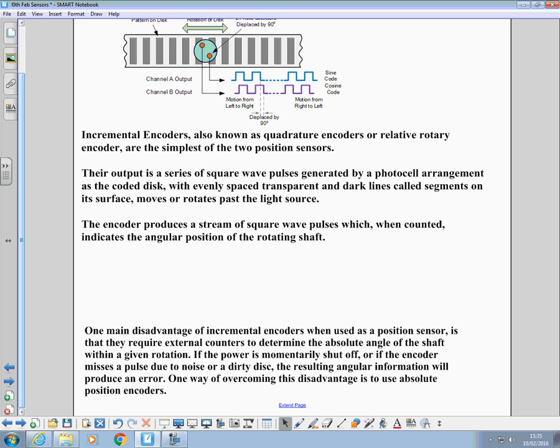One main disadvantage of incremental encoders when used as a position sensor is that they require external counters to determine the absolute angle of the shaft within a given rotation. If the power is momentarily turned off, or if the encoder misses a pulse due to noise or a dirty disk, the resultant angular information will produce an error. So if it loses the count, then it doesn't know where it is.